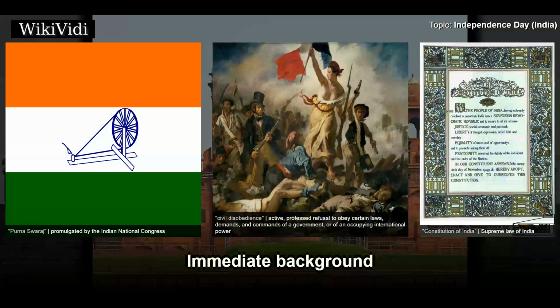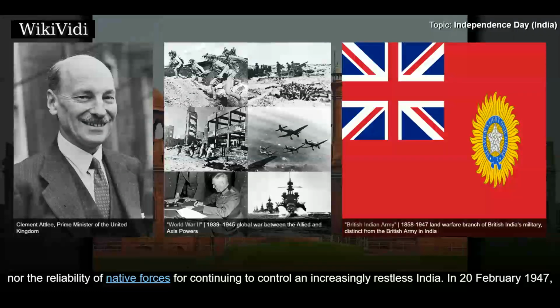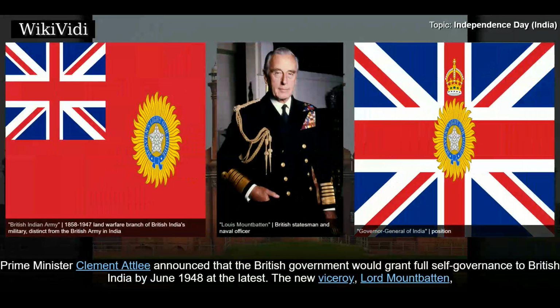Immediate background. In 1946, the Labour government in Britain, its exchequer exhausted by the recently concluded World War II, realised that it had neither the mandate at home, the international support, nor the reliability of native forces for continuing to control an increasingly restless India. On the 20th of February 1947, Prime Minister Clement Attlee announced that the British government would grant full self-governance to British India by June 1948 at the latest.